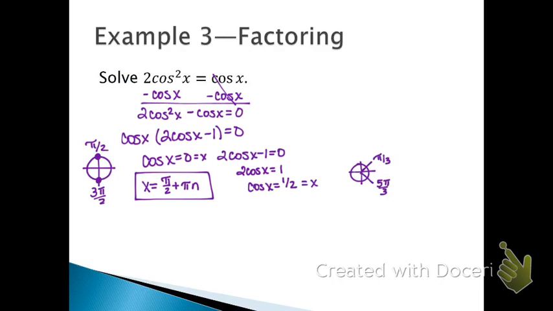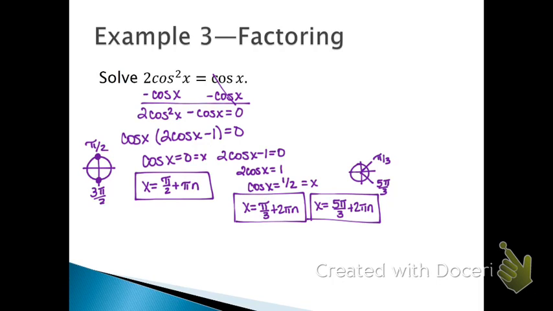Are those across from each other? No, so we can't shorten them in. They're not across from the pi over 2 or the 3 pi over 2 either, so we're going to have to write these two separately. So we get x is equal to pi over 3 plus 2 pi n, and x is equal to 5 pi over 3 plus 2 pi n. And so there's our three solutions.